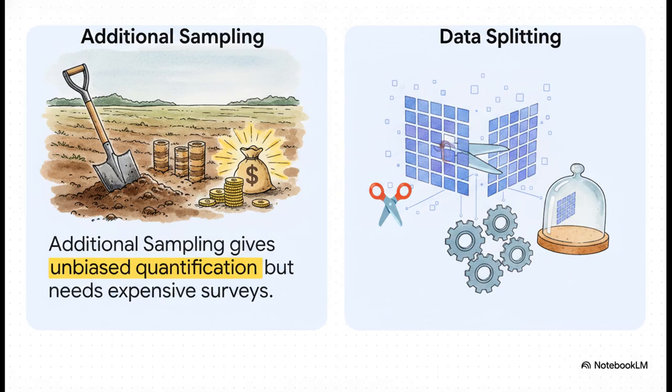They can do additional probability sampling, which means going all the way back out into the field to dig a brand new, highly expensive soil survey just to test the map. Unbiased? Yes. Cheap? No way. Alternatively, they can balance their budgets by using data splitting. That's where you take your existing data set, use 75% of it to train the machine learning model, and essentially hide the remaining 25% in a vault to use as a test later. It is way cheaper, but you obviously need to have a big enough initial data set to split it up in the first place.